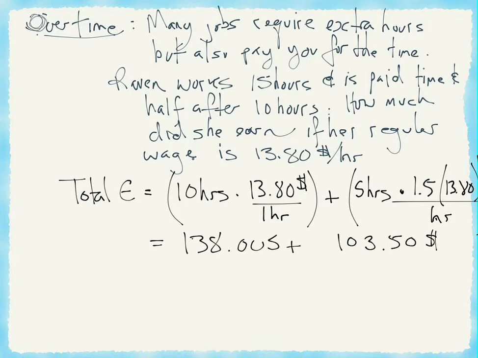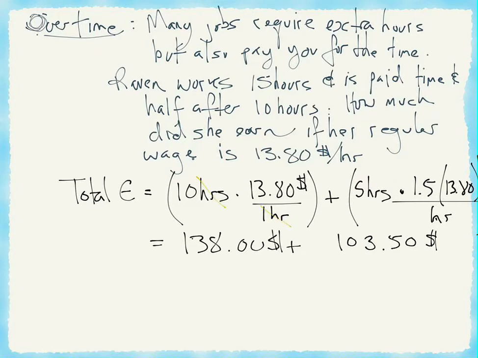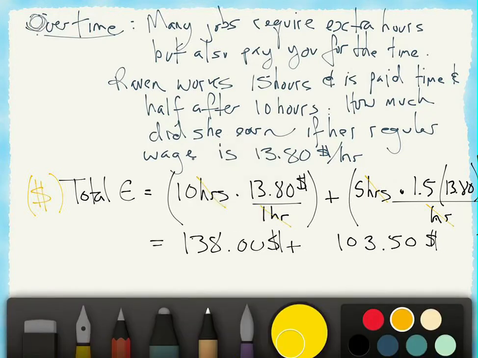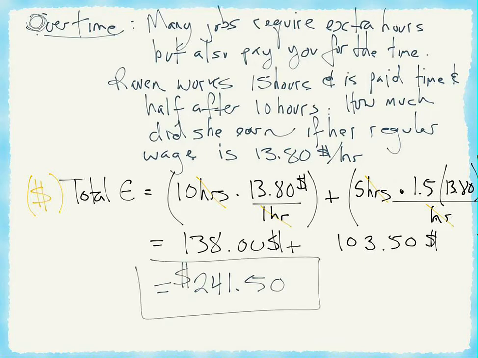This is total again, right? We can check and see that our units cancel. Units are gone. We are left in money, so we are happy again, right? Earnings are money. And now we just simply add it. So 103.50 plus 138. So in 15 hours, Raven earned $241.50.